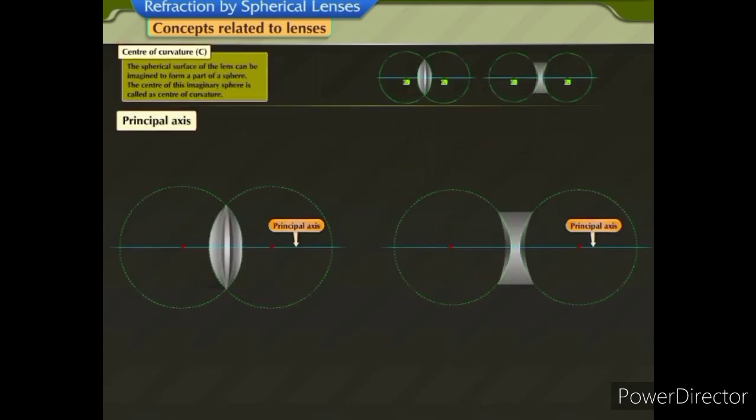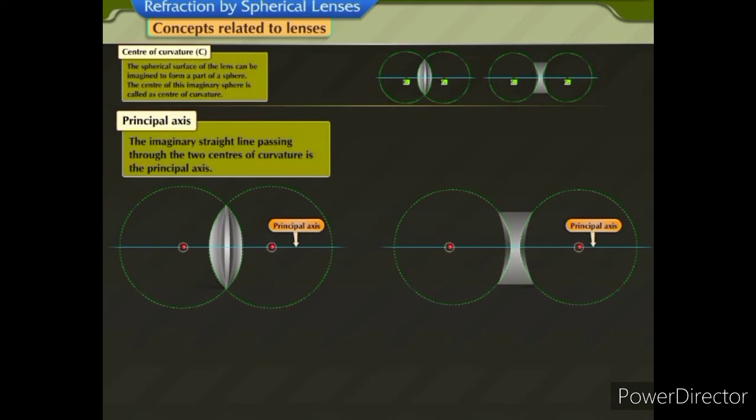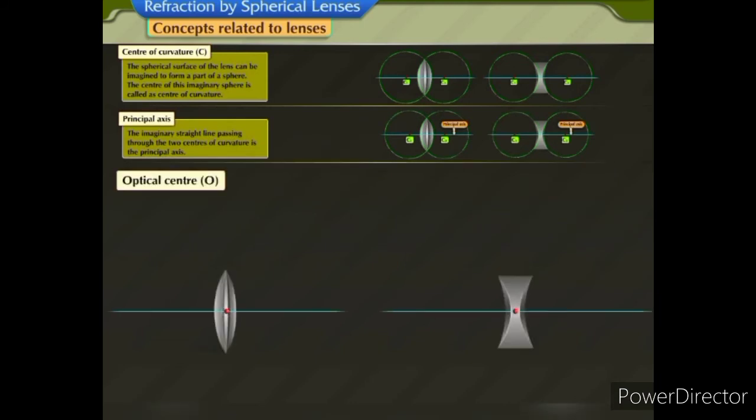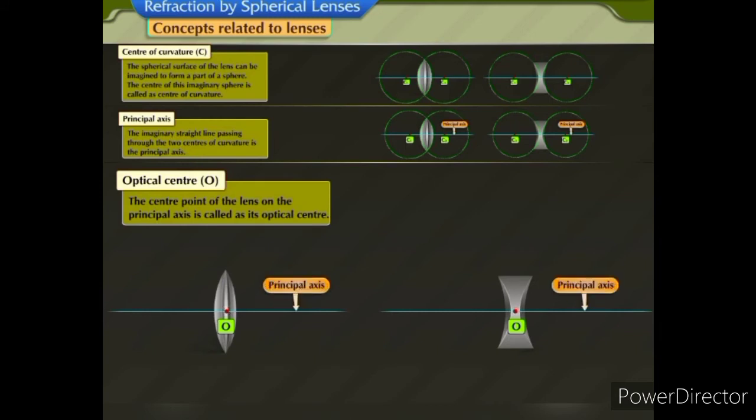Principal axis. The line passing through the two centers of curvature is the principal axis of the lens. That is, the line joining C1 and C2 is the principal axis of the lens. Optical center, O. The central point of the lens on the principal axis is called its optical center. A ray passing through the optical center of a lens passes without undergoing any deviation.